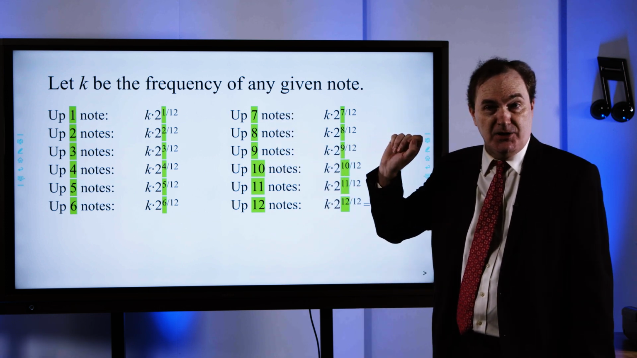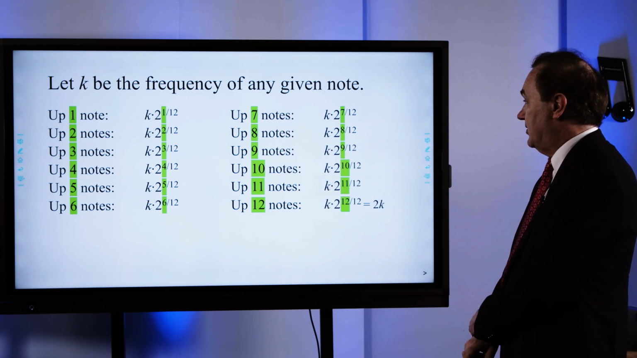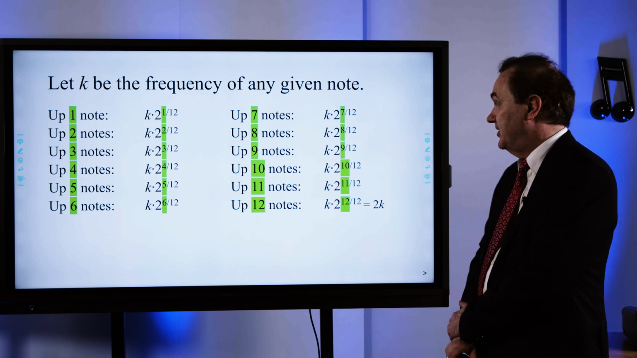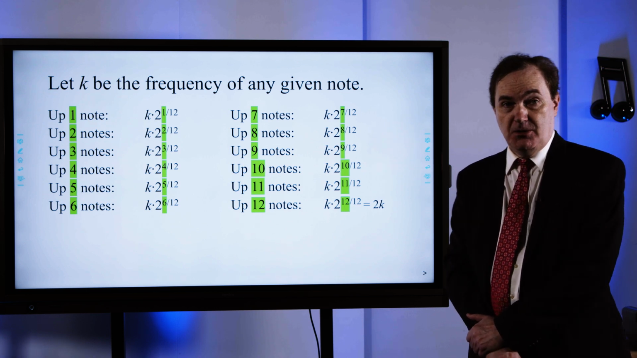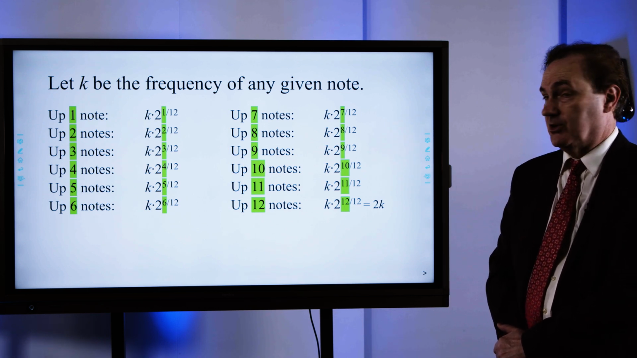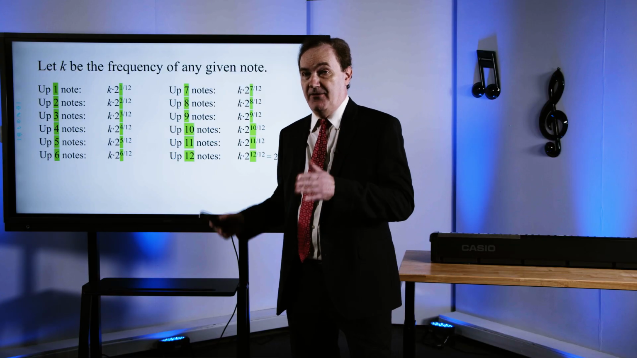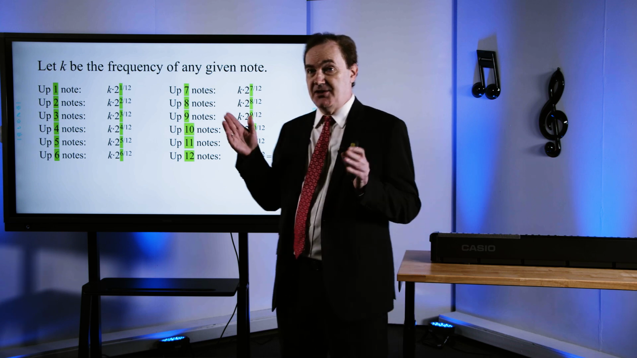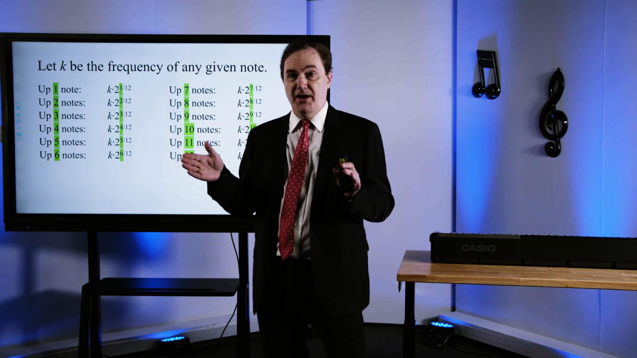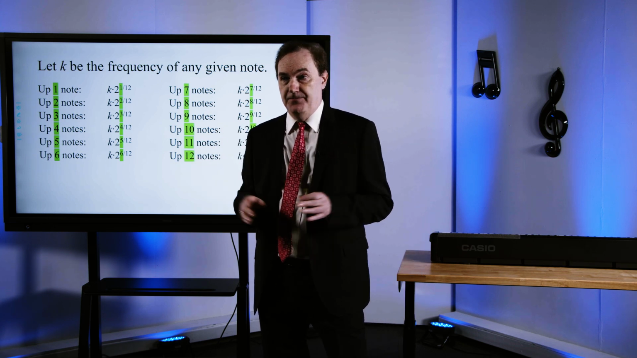Remember, that's the 2 to 1 ratio. So this is why the system has been designed so that it's geometric with a common ratio of 2 to the 1/12th power. Because that way, whenever you go up 12 notes above any given starting note, you necessarily arrive at a note 1 octave above the starting note.